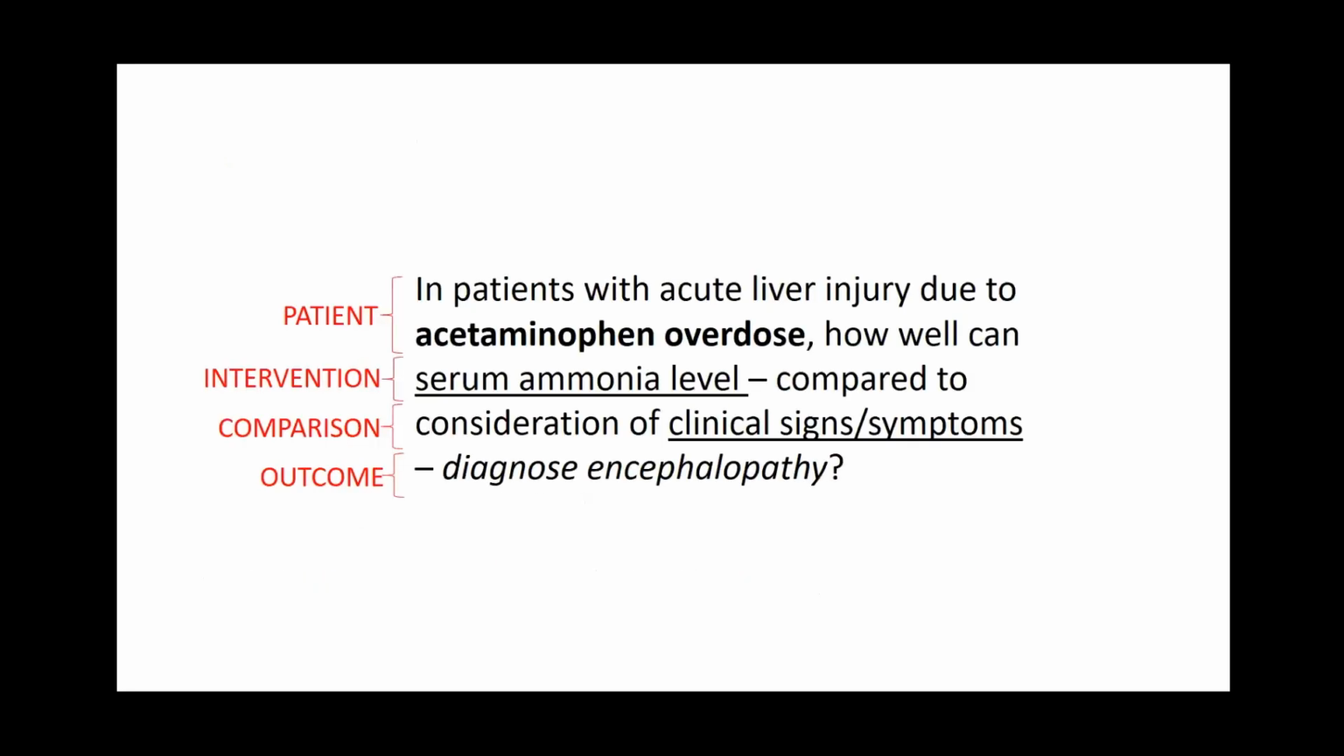So I don't want to spend too much time on trying to do the PICO, but this is my suggested PICO for this case. We have someone who has acute liver injury, a setting of a Tylenol overdose, and that's the patient. The intervention is, what is the value of a serum ammonia level? On the comparison, gold standard, like how we diagnose encephalopathy, it's the clinical picture overall, the signs and symptoms. Some people use scoring systems, and the outcome is the diagnosis of encephalopathy.